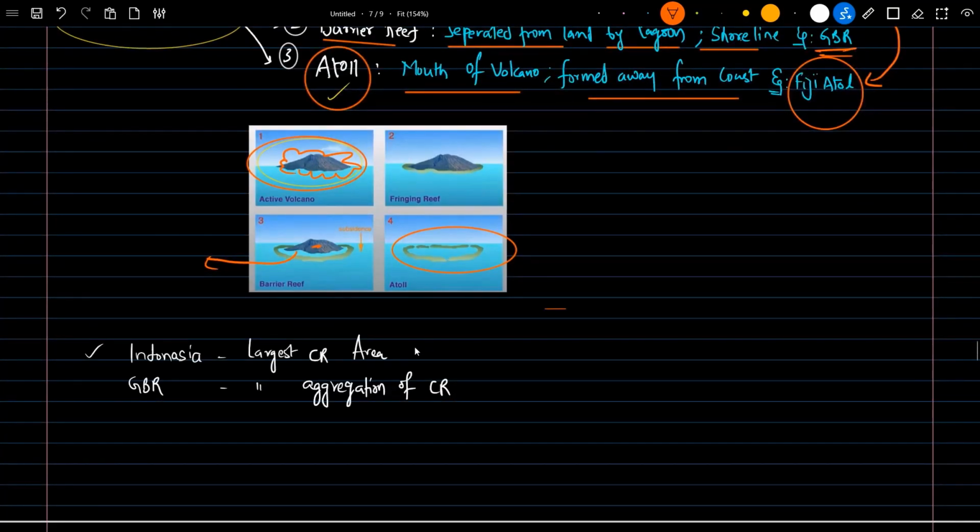Indonesia has the largest coral reef area. This is one important fact, and the next important fact is that the largest aggregation of coral reef is present in the Great Barrier Reef, which is a popular tourist attraction in Queensland, Australia.